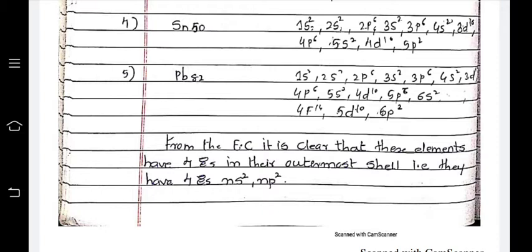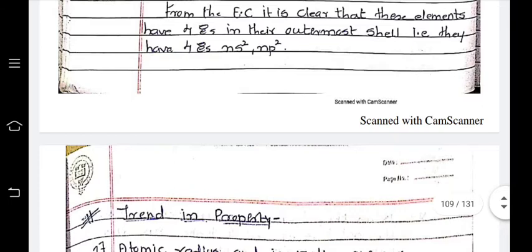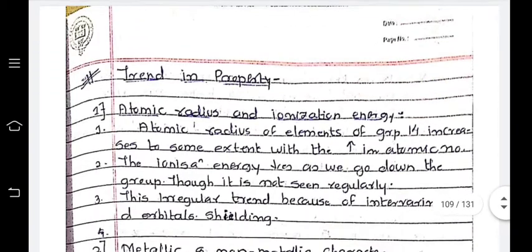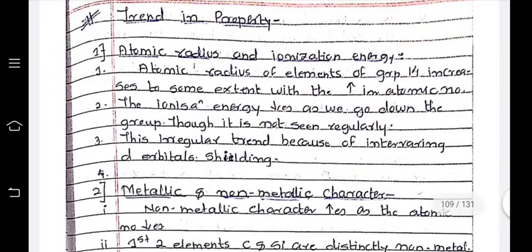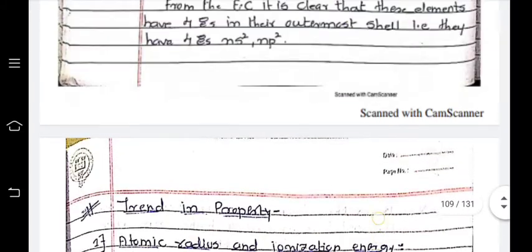The last and most important electronic configuration is that of lead, Pb 82: 1s2 2s2 2p6 3s2 3p6 4s2 3d10 4p6 5s2 4d10 5p6 6s2 4f14 5d10 6p2. From the electronic configuration, it is clear that these elements have 4 electrons in their outermost shells, that is, 4 electrons in s2 and p2. This is all about the electronic configurations of these elements.